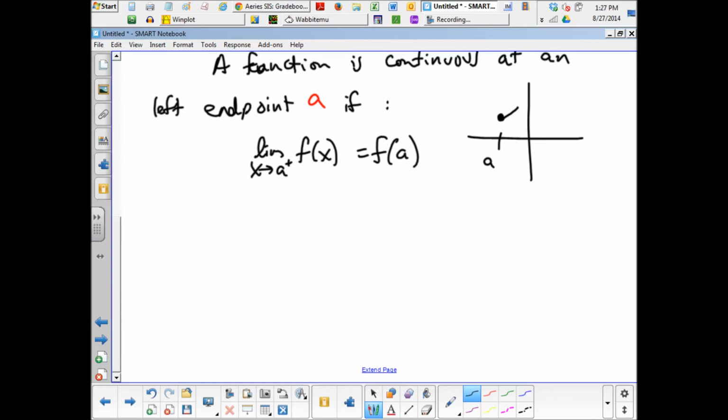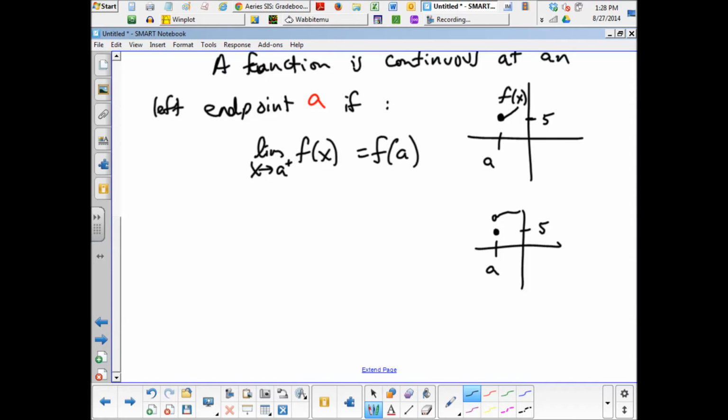Okay, so yes or no, f is continuous at A. Look at the picture. It is. Let's say that this is 5. F of A is 5, and the limit on the right is 5. So it's continuous. Yes or no? The graph is continuous at A.